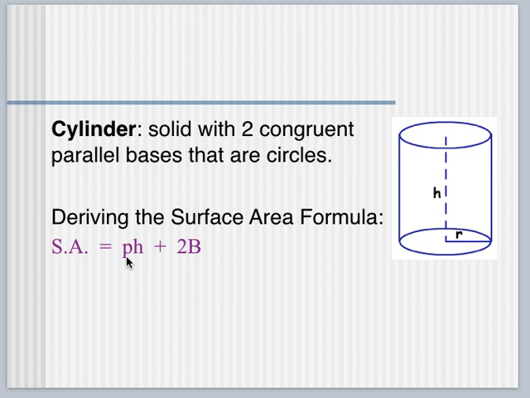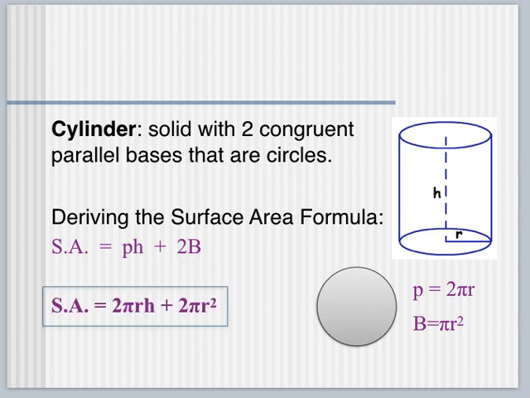So when I want to know the perimeter and the area of the base, I would say, well, the perimeter is the same thing as circumference. It's 2 pi r. The area of the base is pi r squared. So if I plug that in for perimeter and base, I get that the surface area formula is 2 pi r h plus 2 pi r squared. That is your official formula for surface area of a cylinder, and that is what you'll be using today.